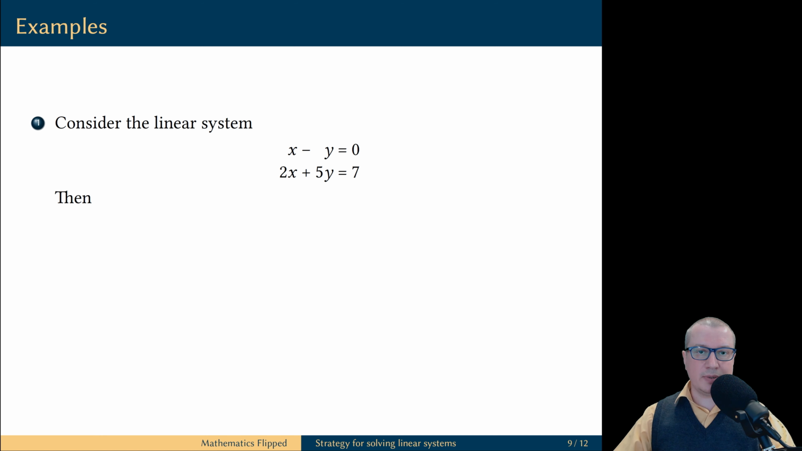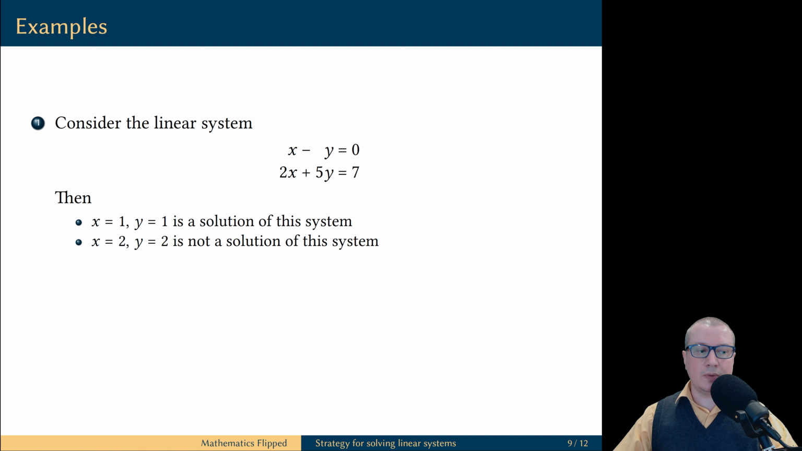Let's look at some simple examples. In the first example, we have a linear system of two equations in two variables. Then x equals 1, y equals 1 is a solution of this system because it satisfies the first equation and it also satisfies the second equation.